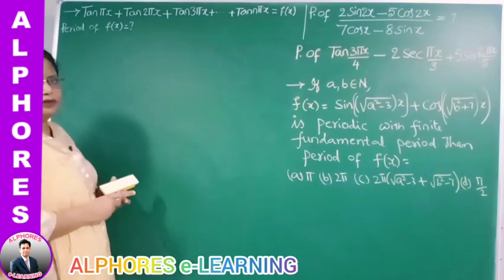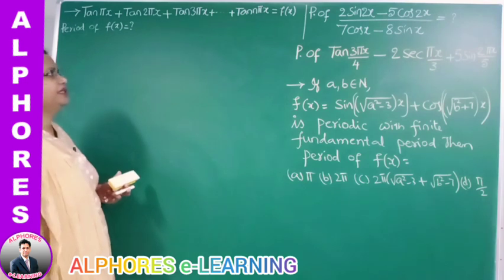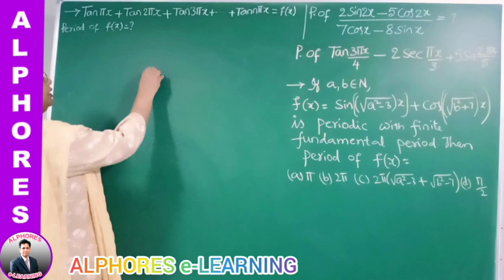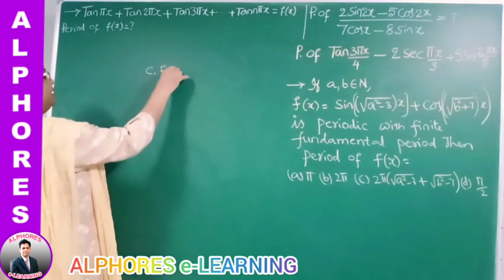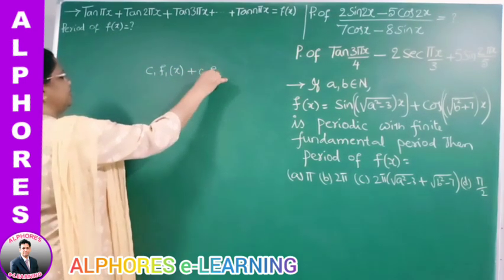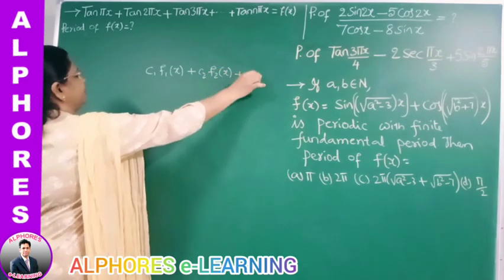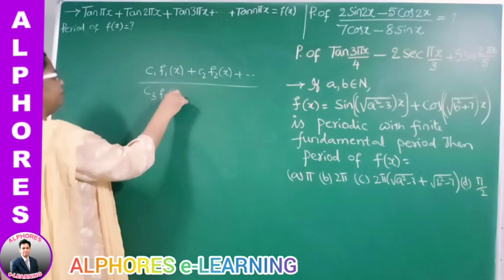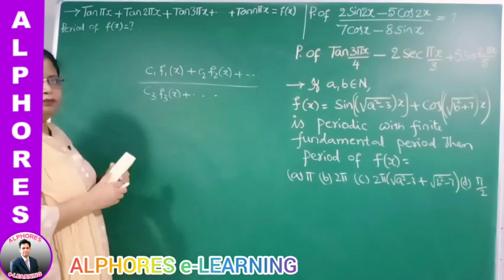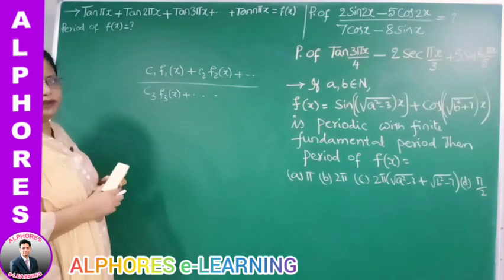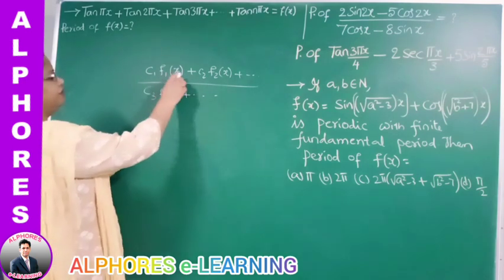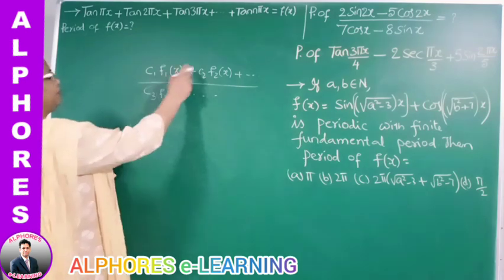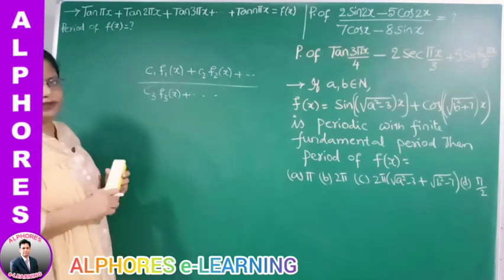To solve this, we use the concept we have discussed: whenever a linear combination of terms exists, that is c1 f1 of x plus c2 f2 of x, like this, then the period of this entire thing is nothing but the LCM of the individual periods, when they are periodic. You have to consider the LCM of the individual periods here.